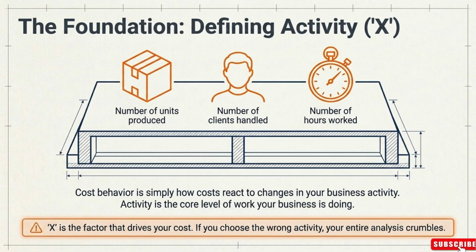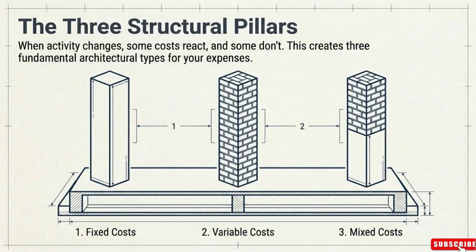Let's start. Cost behavior is simply how the cost changes when your business activity changes. Think of activity as the core work level of your business. It could be the number of units you produce, the number of clients you handle, or even the number of hours you work. We call this factor X. When activity changes, some costs change and some don't. Based on this, we divide the cost into three structural pillars.